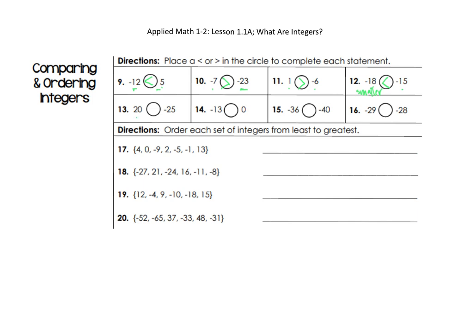13, we're comparing 20 and -25. Even though 25 kind of looks bigger, remember, it has a negative sign, which means it's way further to the left. It's smaller on the number line. 20 is positive, so it automatically is larger.